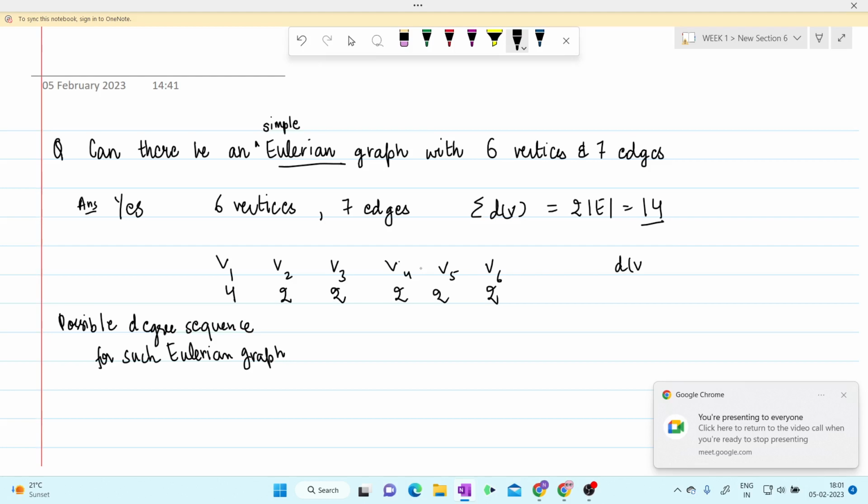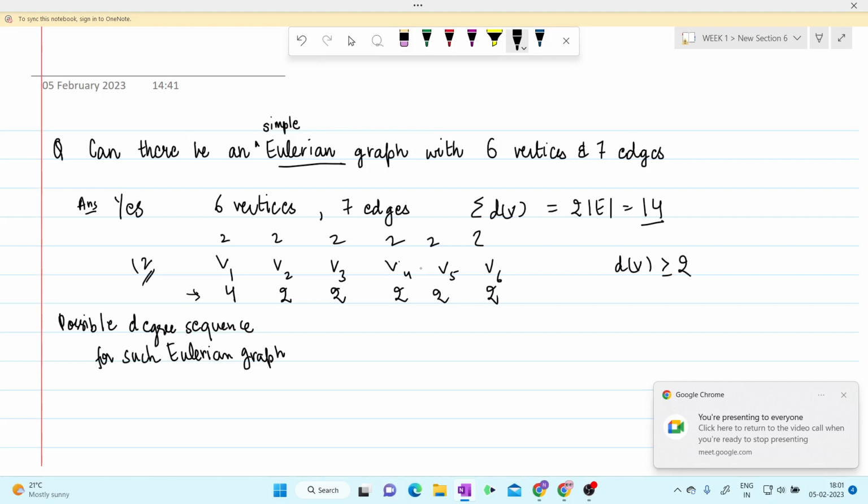Each vertex degree should be greater than or equal to 2. And if each vertex has degree at least 2, and we give 2 to each, we already get 12, and we are left with 2 degree. But all the vertices must have even degree, so this 2 should go to one vertex. So we see that this is the only possible degree sequence.